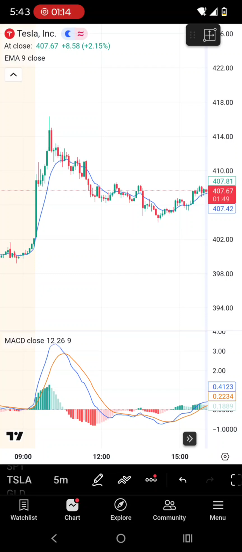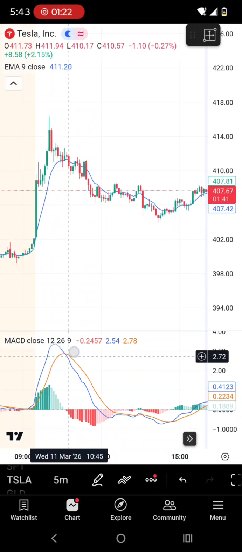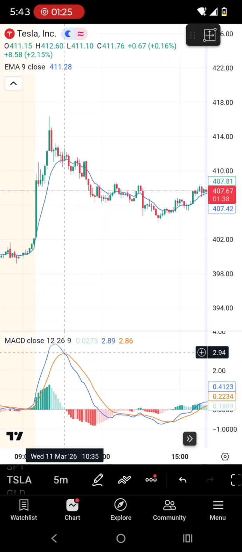So as you see, Tesla this morning at 9:30 went from 400 all the way to 414. And you see with the MACD, you get the two moving averages that cross. So with the MACD, this is what most people look for. They look for the MA cross, the moving averages to cross. Once the moving averages cross, it shows that there is a trend reversal.